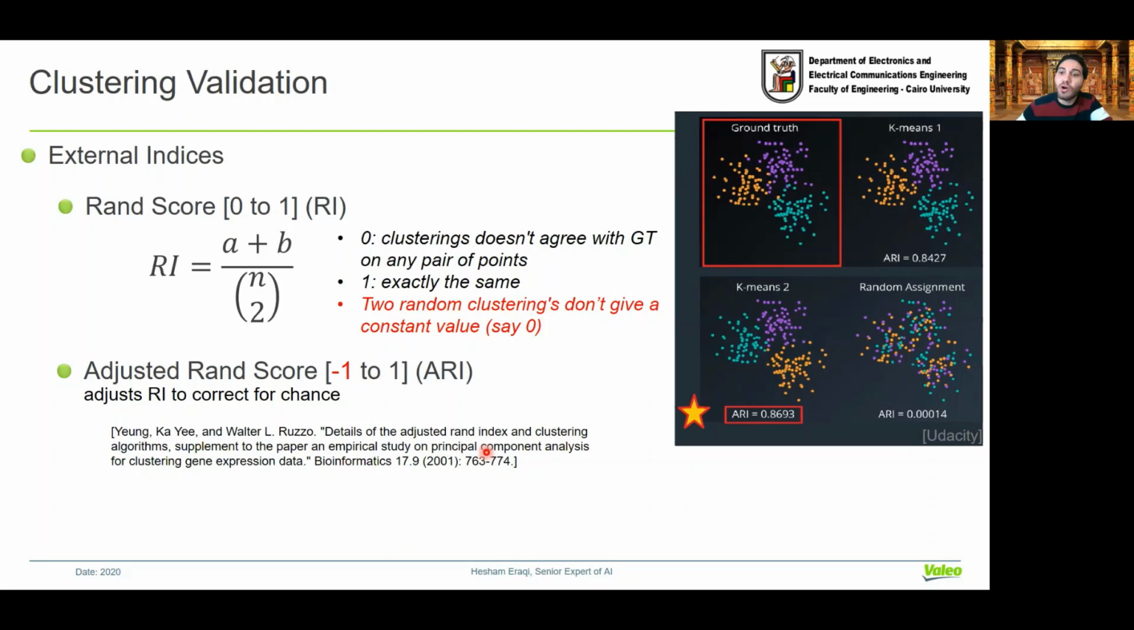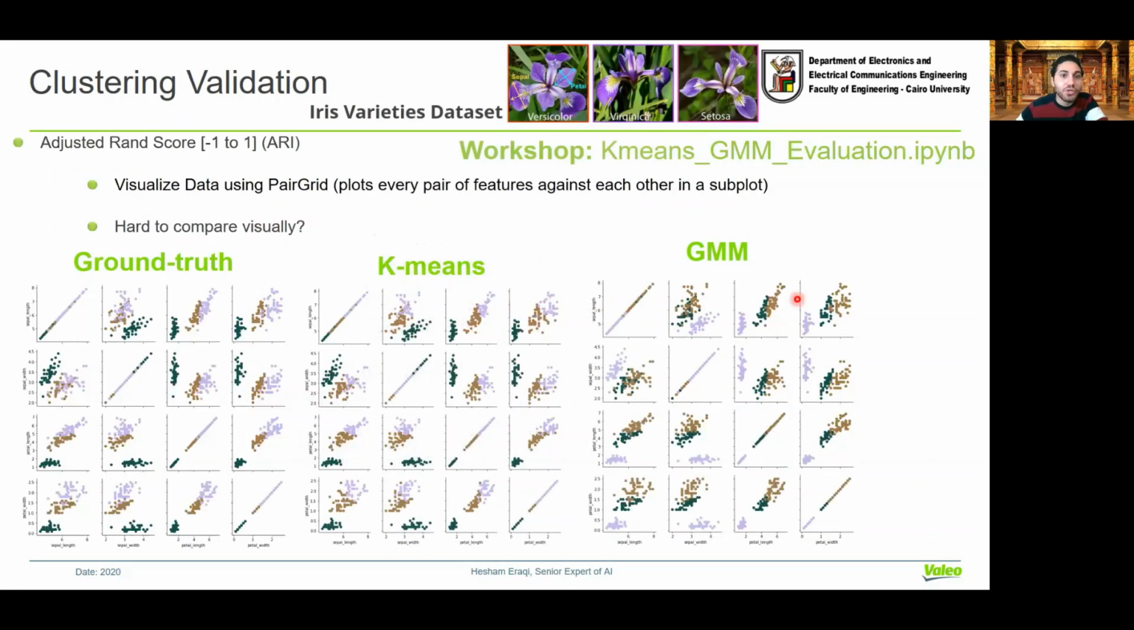Okay, so if you have this ground truth and you apply k-means several times, you will find this is the ARI each time. The higher the ARI or RI, the better you can tell the clustering algorithm is performing.